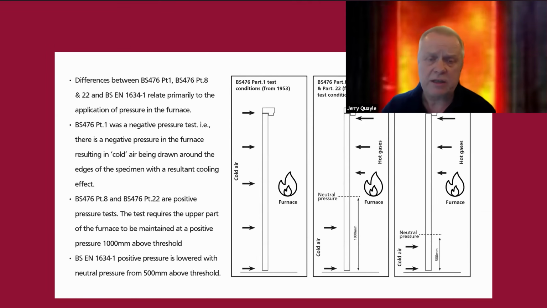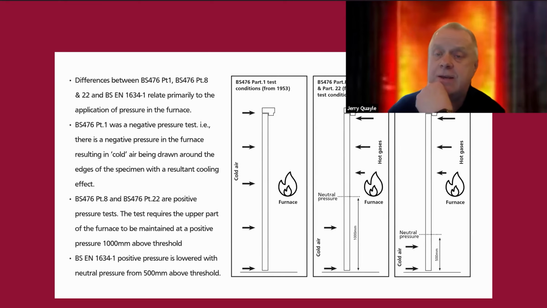Everything else, by the way, stays virtually the same. So the thermal throughput through the test sample remains the same. The gaps remain the same, etc., etc. So there is only this internal difference. Now, if we're going to replace BS476 in the national psyche with EN1634 on the basis that it makes a better performing product.